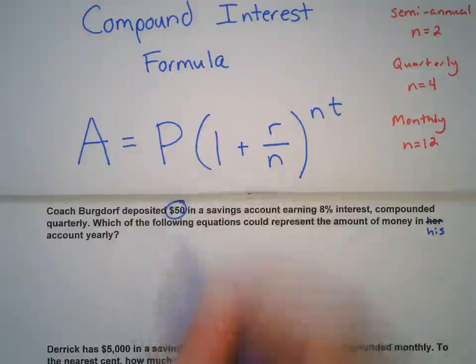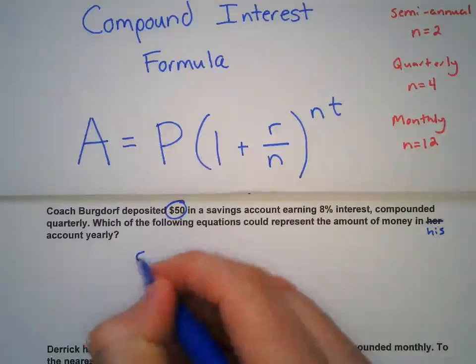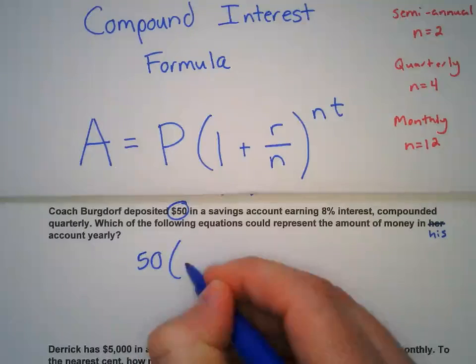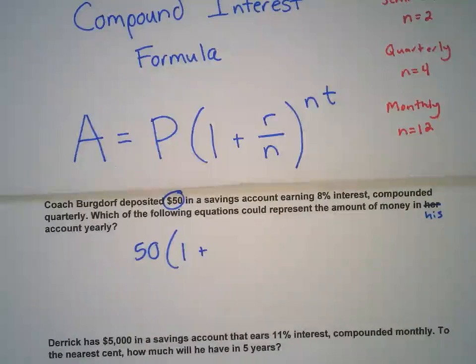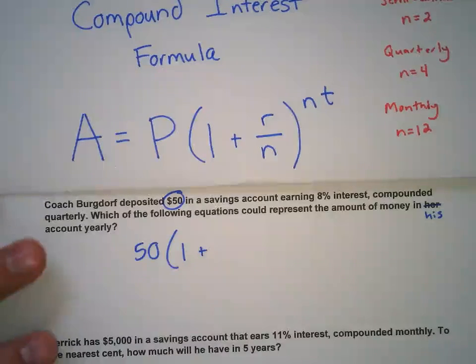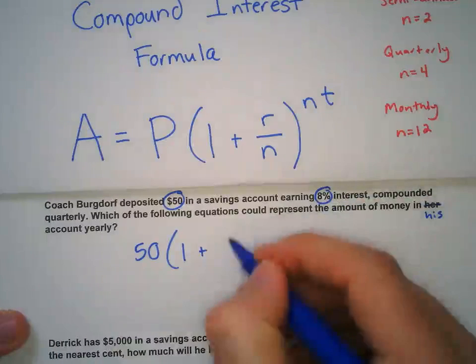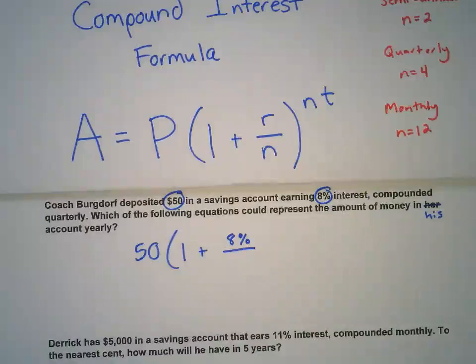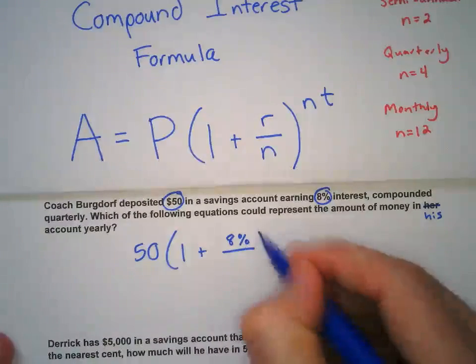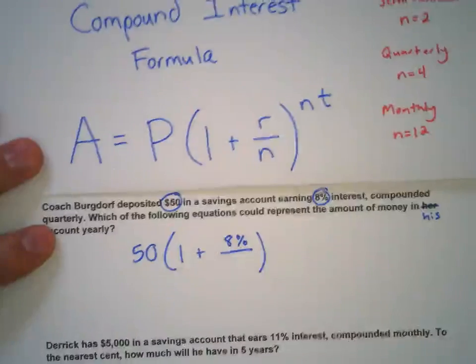So P, what we start with, is 50, so we put in 50. And then 1 plus our R, our rate. What is it growing by? Well, our rate here is that percent that we see as 8%, so we put 8% over our N. What is our N here? Do we see a semi-annually?